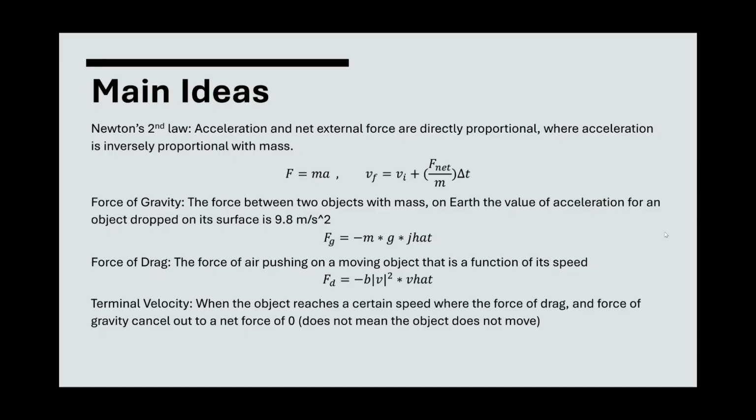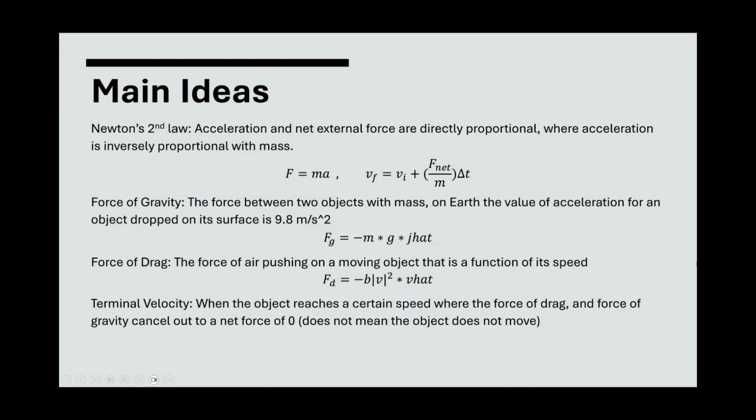Main ideas of this lab include Newton's second law, where acceleration and net external force are directly proportional, and acceleration is inversely proportional with mass. And that's just fancy for F equals ma. When integrated with respect to time in terms of the kinematics equation, you get v final equals v initial plus F over m, which is acceleration, times delta t, and that shows just how acceleration affects velocity.